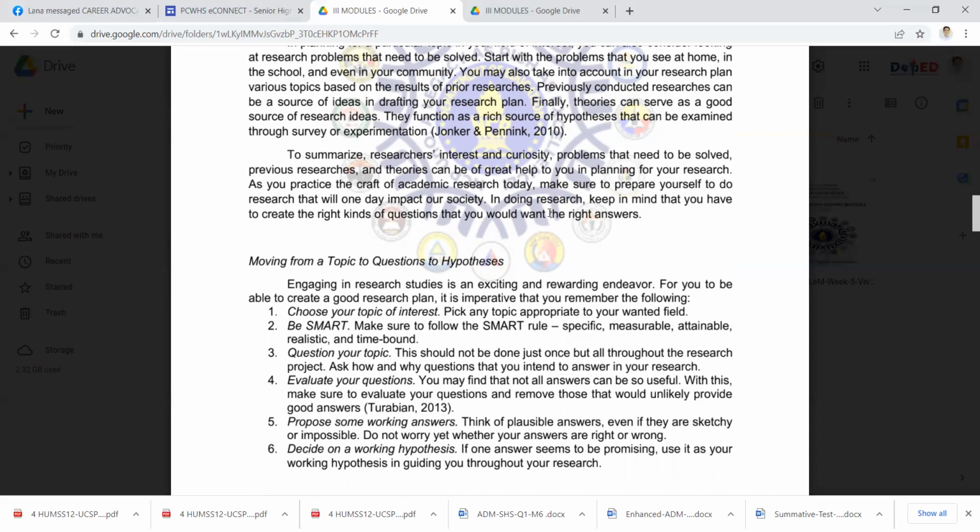Fifth, propose some working answer. So sometimes a hypothesis is a very good proposal of answers for some worker who was deployed, yung mga natatanggal sa trabaho. Pwede malaking kita sa research. And then propose some working answer, decide on a working hypothesis.